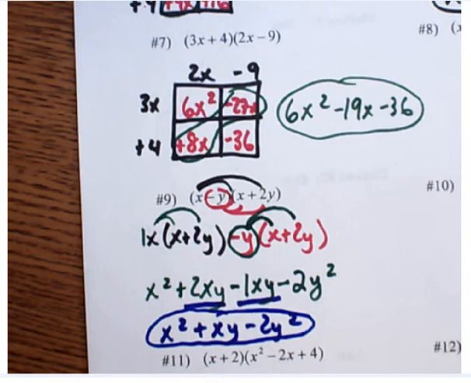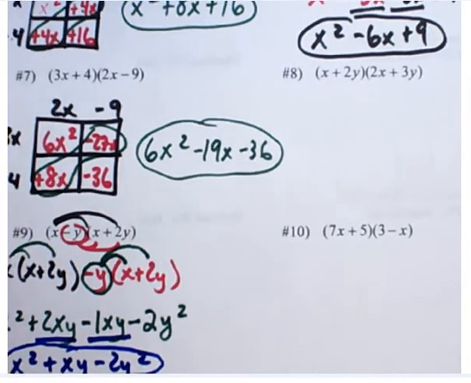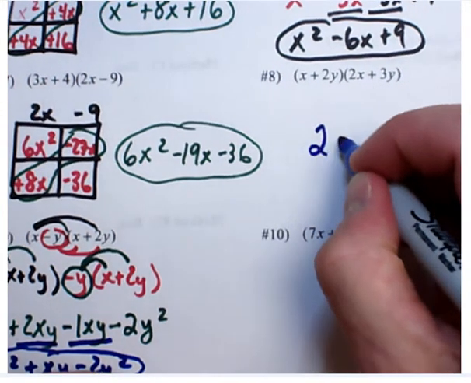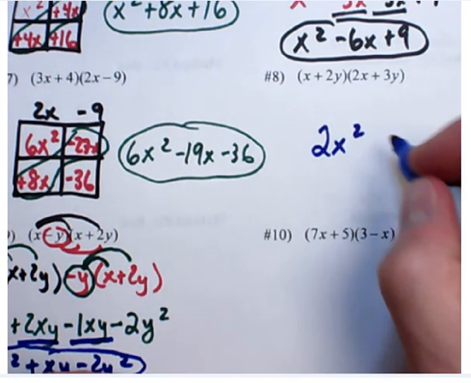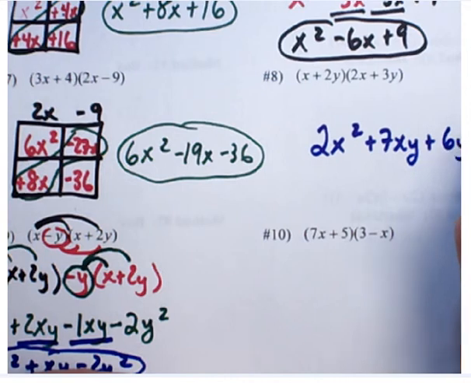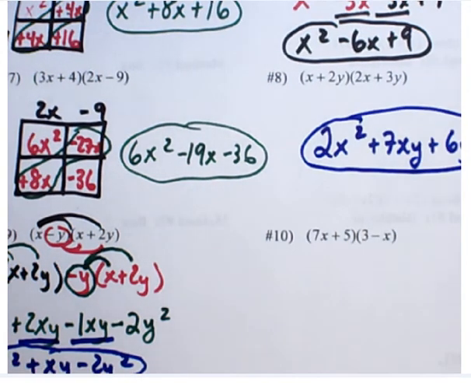Right? Now, if you want a little extra practice, go back to number 8. Try it again. You do the box, do whichever method you want. Your answer is going to be 2x to the second plus 7xy plus 6y squared. That is your solution. Okay? Let's take number 10 and then we'll take number 11.